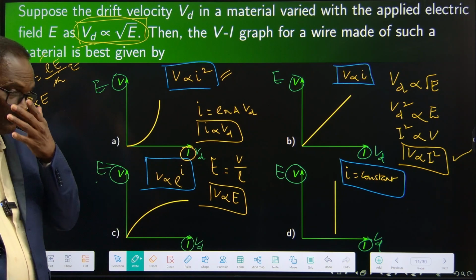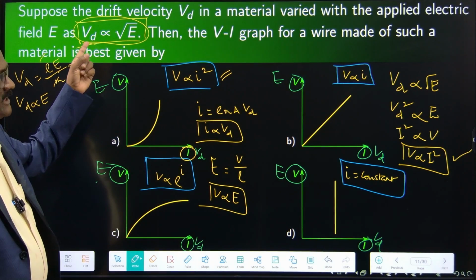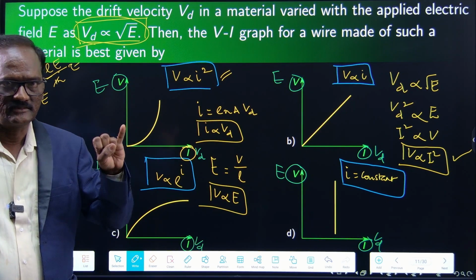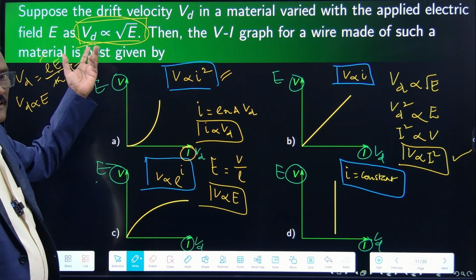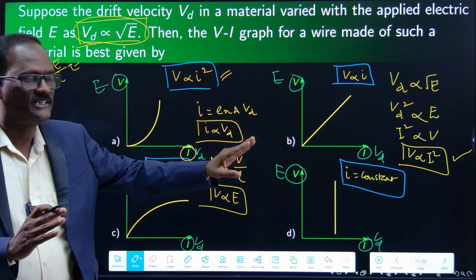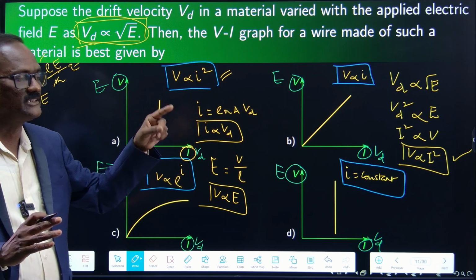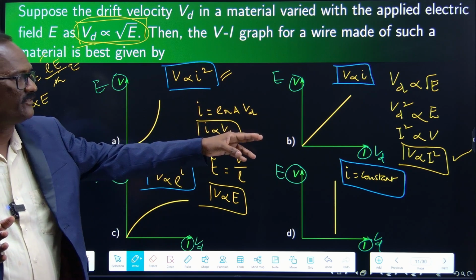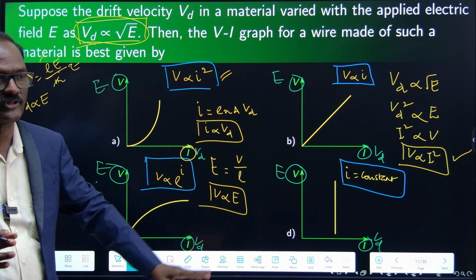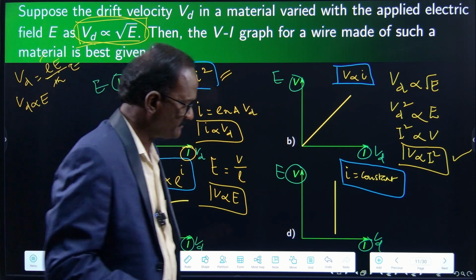Option A. So two things we have done. One, for the given condition, we have found the equivalent voltage and current. Number two, we have converted Vd proportional to root E into V proportional to I square. We changed Vd and E to current and voltage, and then found this equivalent condition. Using this condition, we found the correct graph. Fine.